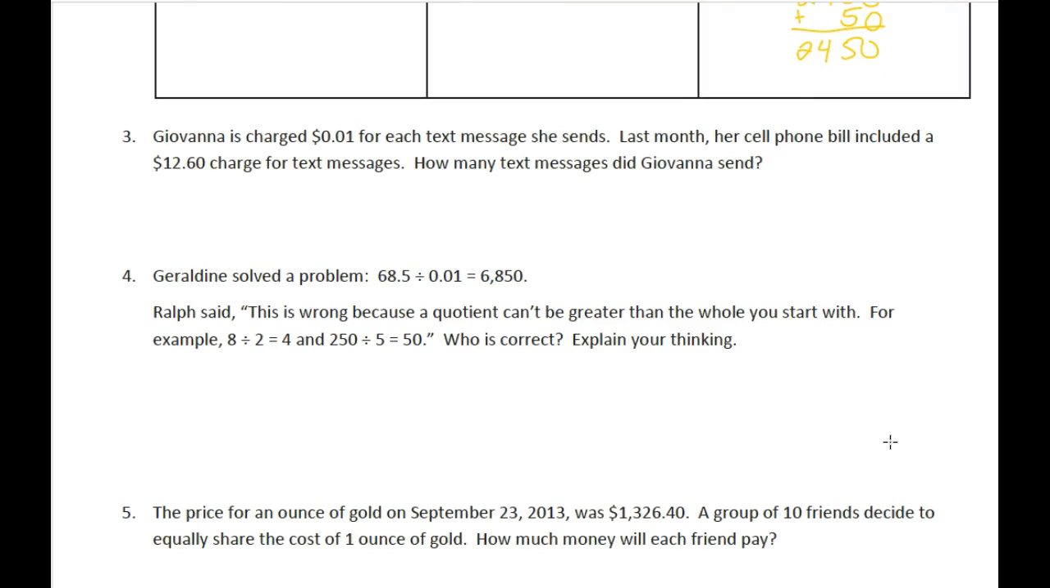Now let's take a look. Giovanna is charged 1 penny for every text message she sends. Last month her cell phone bill included a $12.60 charge for text messages. How many text messages must she have sent? Well, this one's easy, because you know that's 60 hundredths. And now we know that this is 12 times 100, so it's 1,200. When we combine all that, 1,260 text messages is how much she sent.